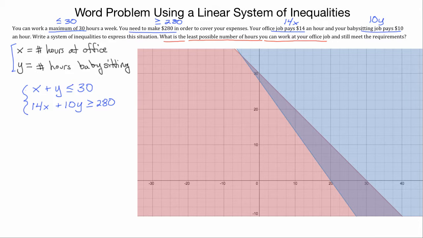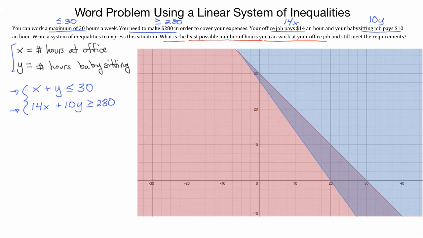Okay, so there is the graph showing this linear system of inequalities right here. The first graph, the one up top here, represents the blue shaded area. The second graph represents the red shaded area, and you can see where they overlap is this purple section right here. This purple section represents the solution set to both of these inequalities, or the solution to the system.